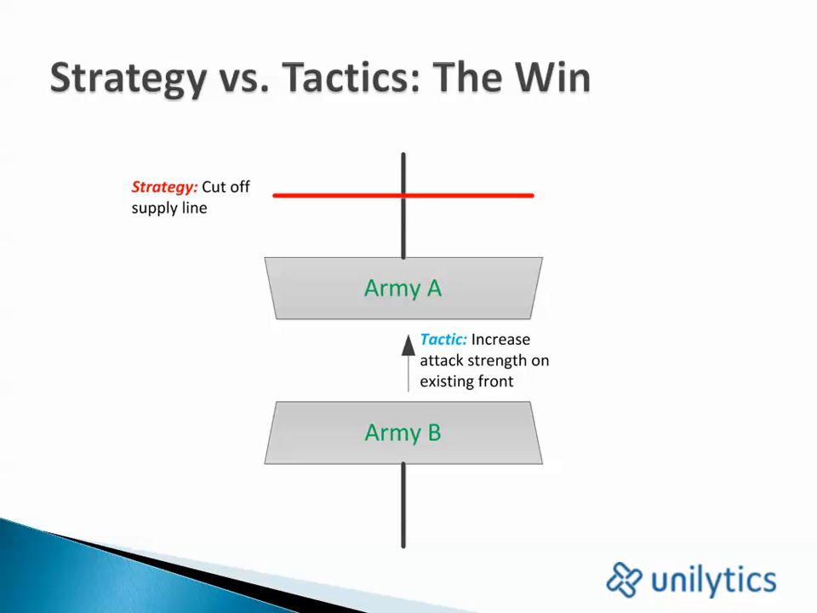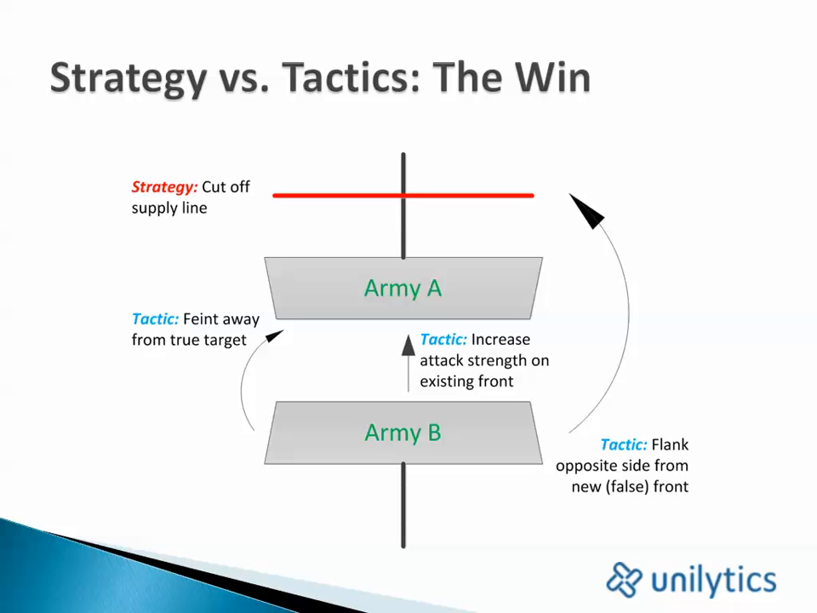Well, one way to accomplish that, this is a three-part strategy, so there's three tactics in this strategy. The first, we increase the attack strength on the existing front. Make them think we're going to continue doing what we're doing. And then we give them a false impression of what we're trying to accomplish. So we feint away from what's our actual target. So that's another tactic. That's the second piece to that tactic. And then the real coup de grace in there is what's actually there on the third one, where we now go in and we actually flank from the opposite side of the false front that we just set up.